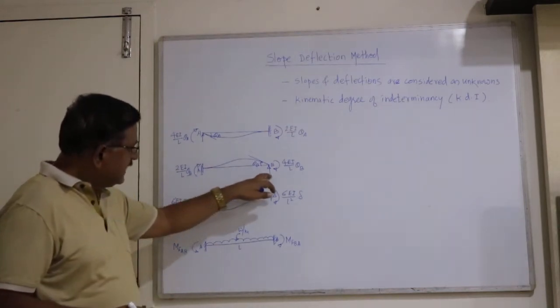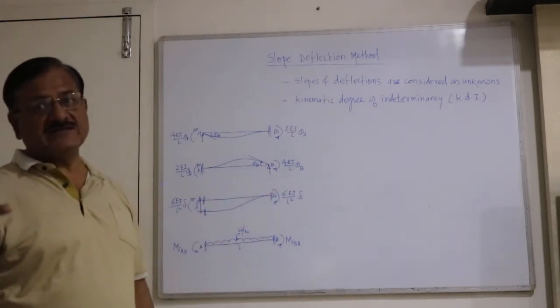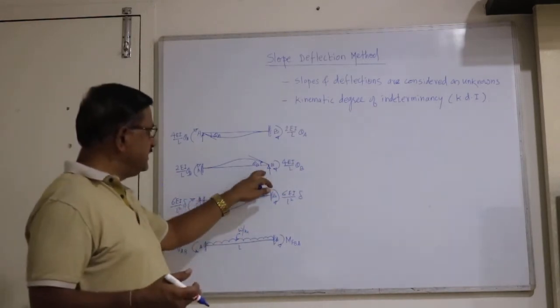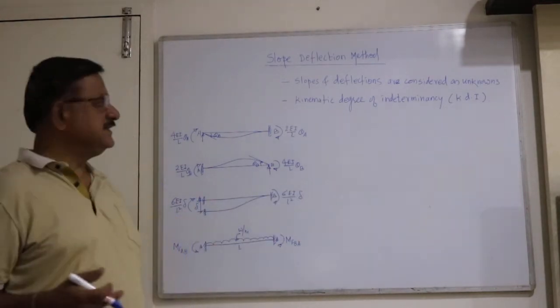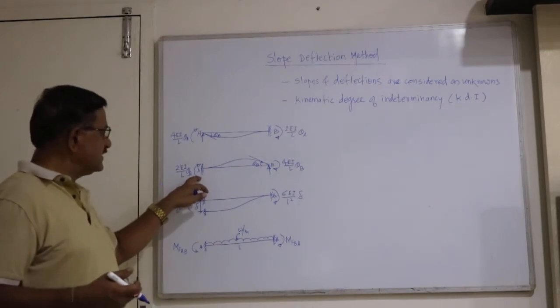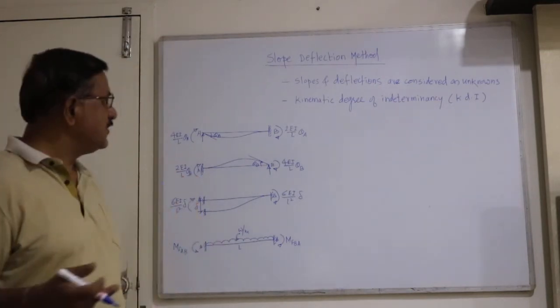Similarly, if end B undergoes a rotation theta B, then the fixed end moment developed at B is 4 EI by L theta B, and at the further end it is half of that, 2 EI upon L, with the same sign.